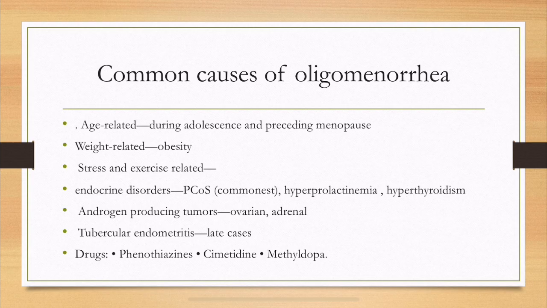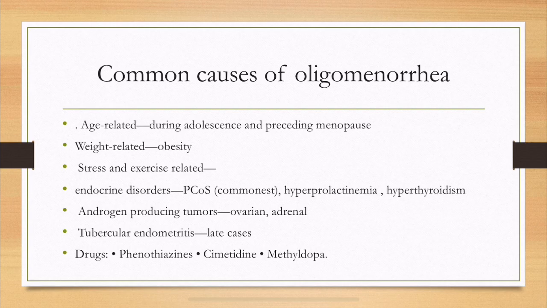Androgen producing tumors such as ovarian and adrenal can also be a cause for oligomenorrhea. Tubercular endometritis in the late cases. Drugs such as phenothiazines, cimetidine, methyldopa can also be the cause for oligomenorrhea.